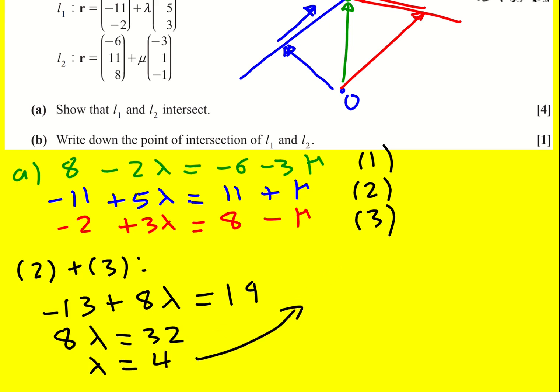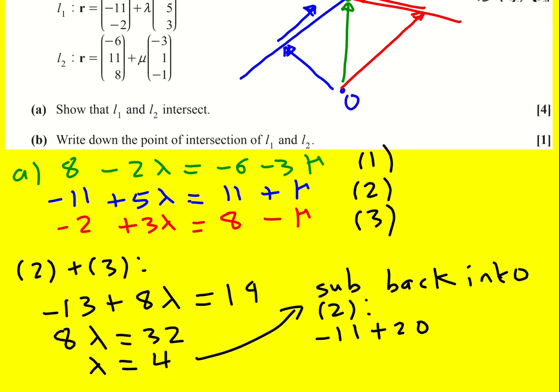Okay, sub back in as we normally do with simultaneous equations. And you can sub it into either 2 or 3, not into 1, into the 2 that we've actually solved. And it's probably going to be easiest to sub it into 2 because I've already got mu by itself rather than having minus mu and having to deal with it. So I'm going to sub back into 2. Then I'll get minus 11 plus 5 times 4 equals 11 plus mu. So 9, because that's what minus 11 plus 20 is. 9 minus 11 equals mu, and mu is equal to minus 2.